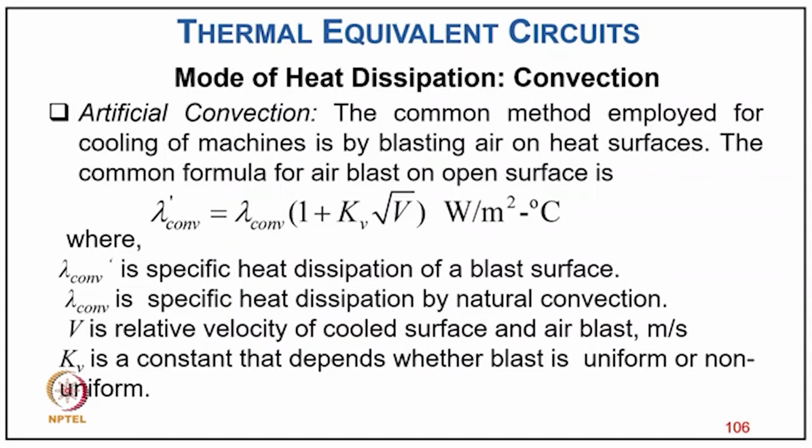the heated surface. So the common formula for an air blast on the surface is lambda dash convection equals lambda convection into 1 plus kV under root V, given in watt per meter square degree Celsius. Lambda convection is the specific heat dissipation of the blast surface, lambda convection is the heat dissipated by natural convection, and V is the relative velocity of the cooled surface and air blast in meter per second, and kV is the constant that depends on whether the blast is uniform.